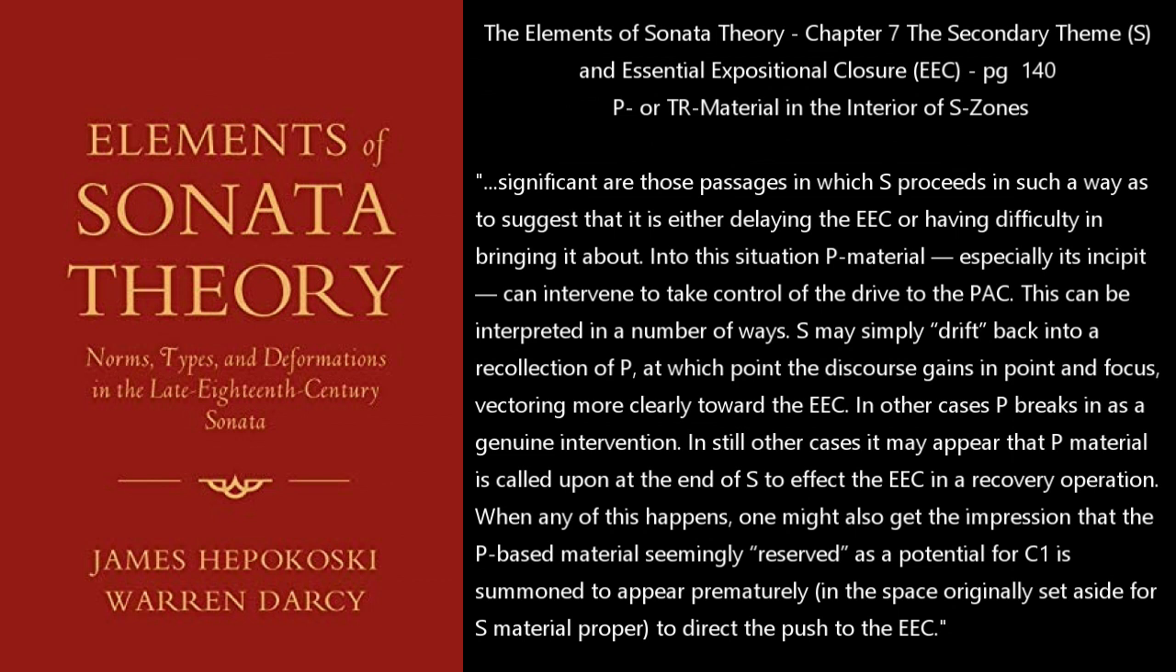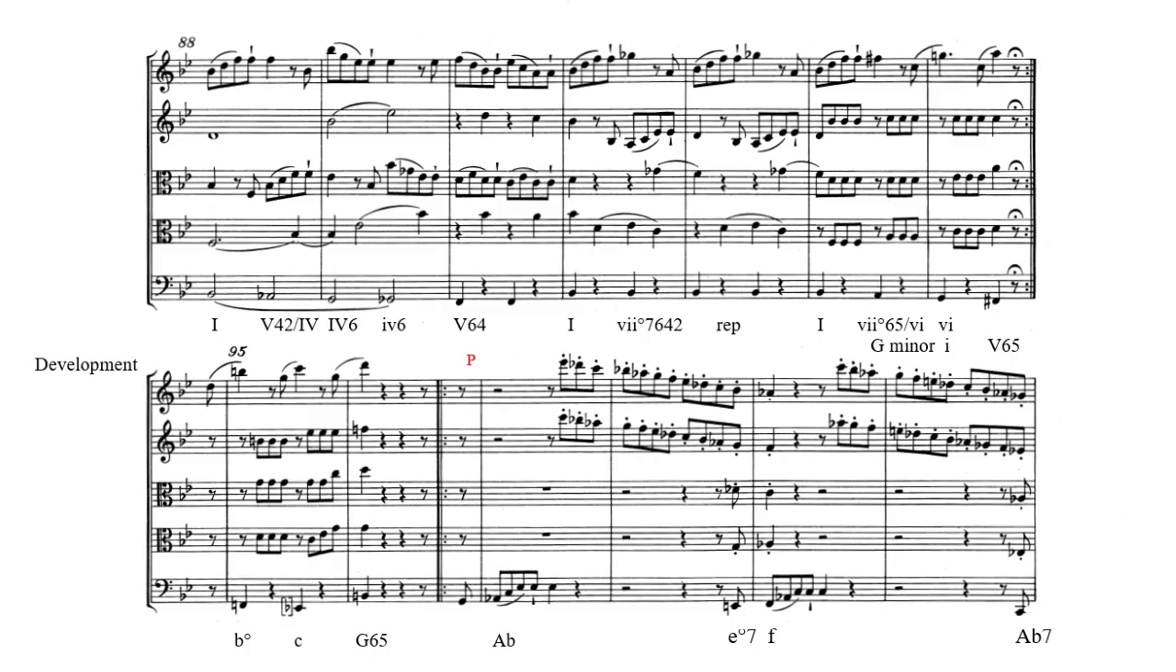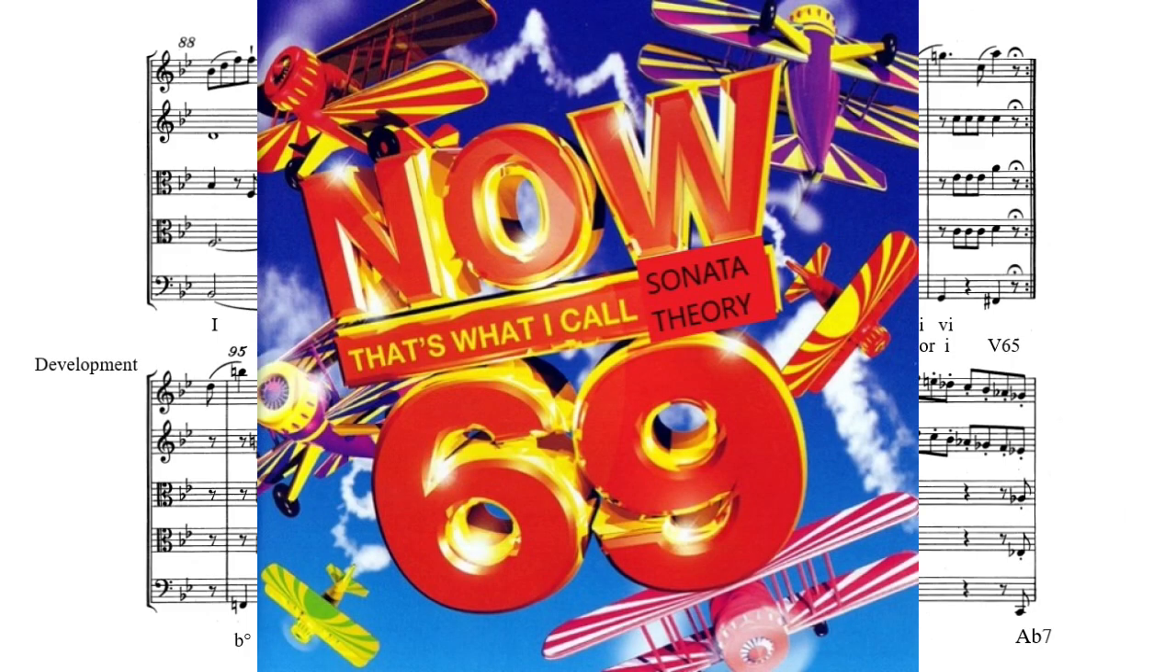Note that they end this paragraph by pointing out how this can appear as a premature appearance of the material reserved for the closing zone, which is used to direct the push toward an EEC. But what if this material is not pushing for an EEC, but actually is closing zone? So, is this expository failure, or simply a case of try again? Deferred success is still success, after all. One thing's for sure, though. This exposition? Now that's what I call sonata theory.